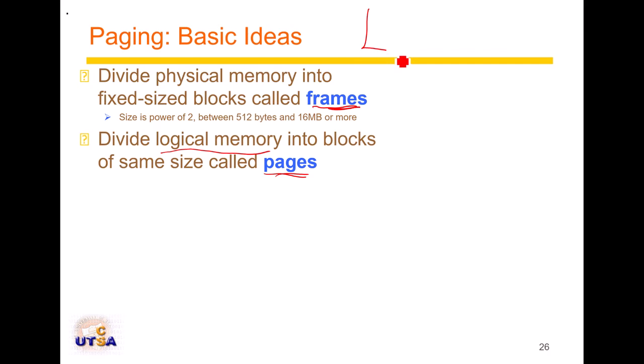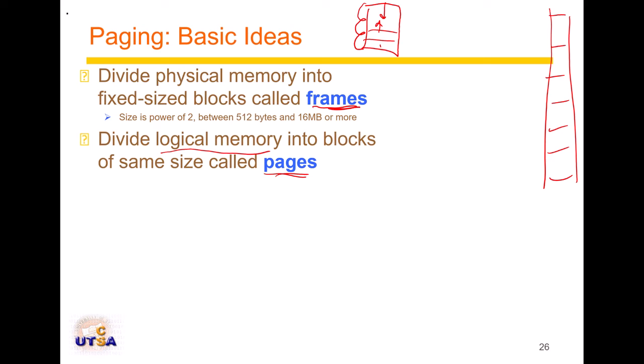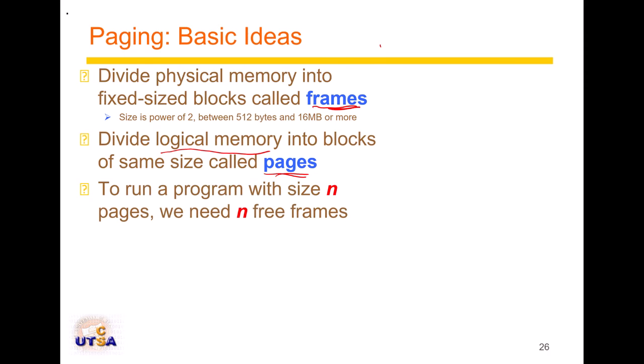So if you say this is my memory image, code, static variables, heap, and local variables, then you divide that into small blocks and we call each one a page. And the physical memory somewhere here, let's say, is also divided into blocks of the same size, and these are called frames. Okay, so that's just the notation: in case of the logical address space, we call each block a page, and in case of the physical memory, we call each block a frame. And to be able to run a program, if we have n pages in our logical address space, we need to have n frames in the physical address space.